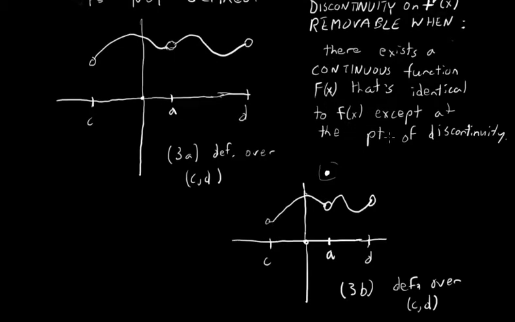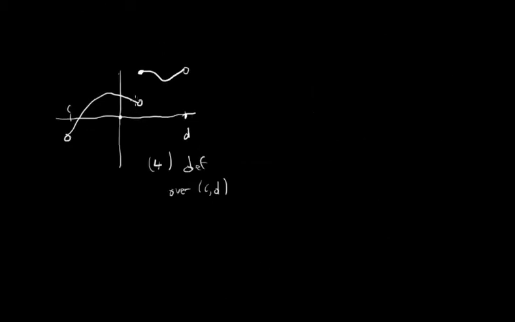Another term you may see in place of removable discontinuities is point discontinuity. Both of these points of discontinuity here, in addition to being referred to as removable discontinuities, are also called point discontinuities. So you may see that term as well.